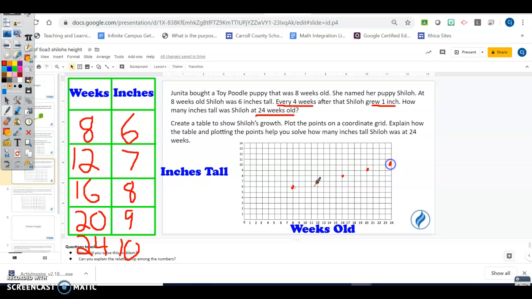What is cool about looking at this data is that if we follow it, I'm going to do the best I can to make a straight line, you can actually see that it's increasing, which is what's happening to his size. Over the 24 weeks, he is growing and getting taller every 4 weeks.